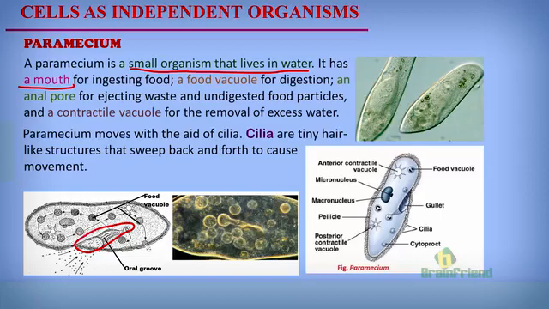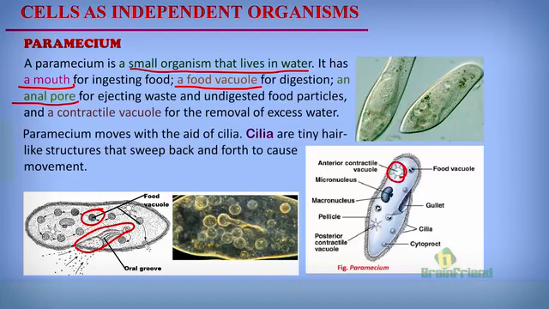It is through this oral groove that the Paramecium ingests food. Just like you eat with your mouth, the Paramecium eats through its oral groove. It also has a food vacuole, like we saw in the case of amoeba, where it digests its food. Paramecium has an anal pore. An anal pore is like an anus for excretion. So it uses the anal pore to eject waste products and unwanted or undigested food particles. The Paramecium is able to remove excess water through the contractile vacuole. See the contractile vacuole with which it removes excess water.